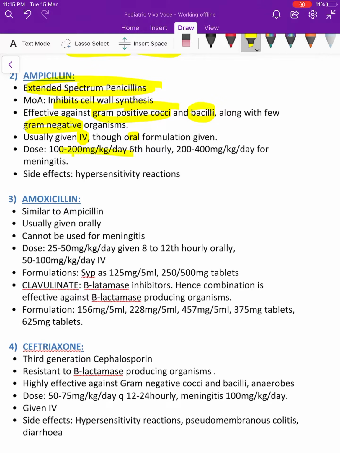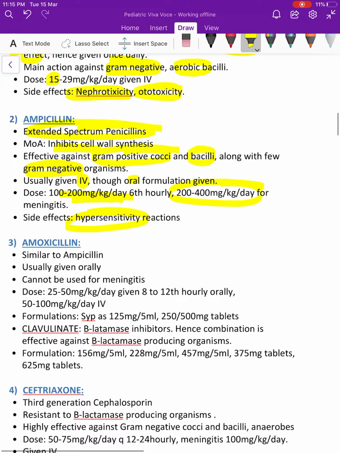Dosage is 100 to 200 mg per kg per day 6th hourly, and 200 to 400 mg per kg per day for meningitis. Side effects include hypersensitivity reactions. Fine. So ampicillin is one of the most basic drugs used, so please be aware of it.